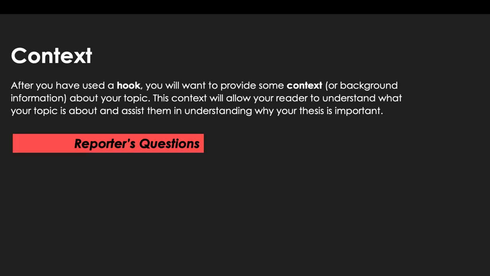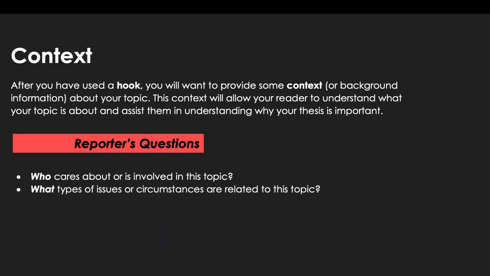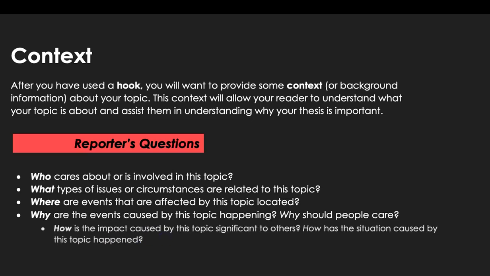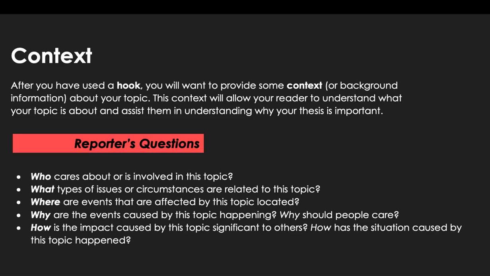It's just that you want to make sure that it is concise. If you're having problems trying to figure out what you want to say for the context, you can ask the reporter's questions. Who cares about this topic or is involved? What types of issues or circumstances are related to this topic? Where are the events actually happening? Why are the events caused by this topic happening? And why should people care? And just how is this impact created?